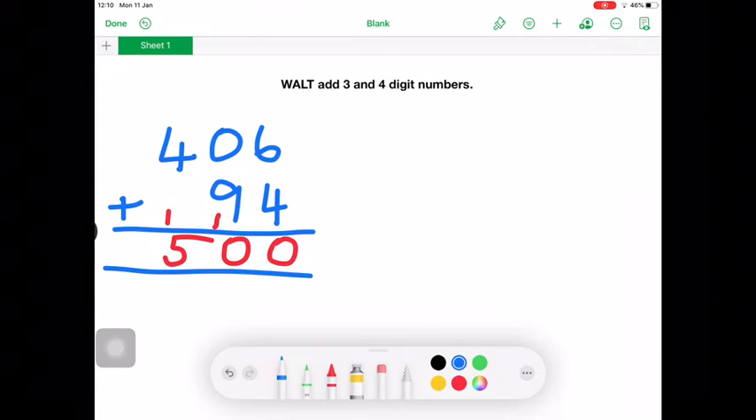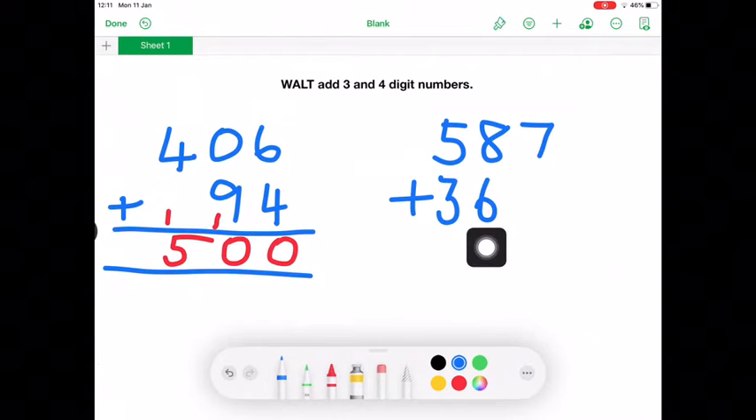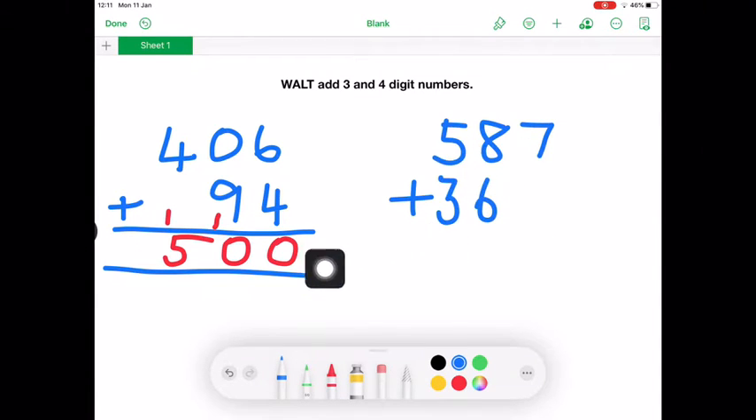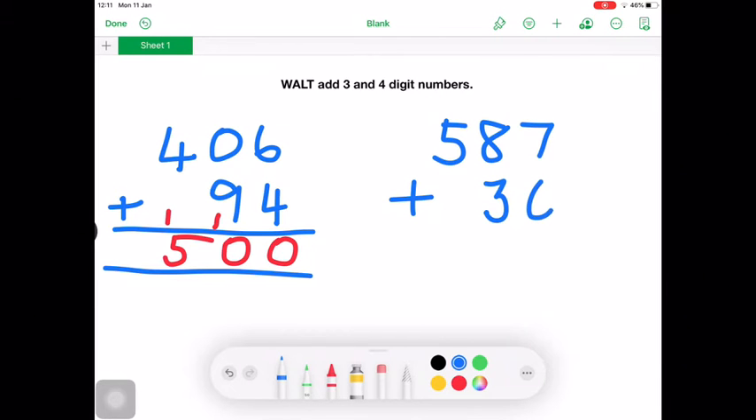Okay, we'll do another example like that, and this time we will try 587 plus, now I'm going to add 36, and you have to be really careful. You do not add 36 like this here, because that would mean that our 6 units is under our 8 tens. So we have to line up our units with units, tens with our tens, and hundreds lined up as well. So I'm going to get rid of that, and I'm going to make sure that my 30 goes under the tens and my 6 under the units.